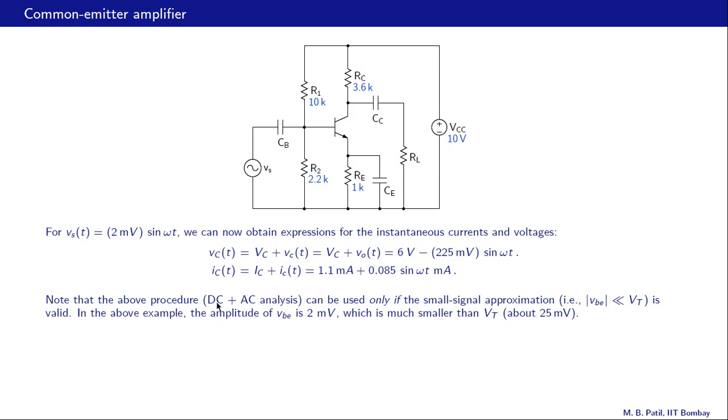Let us make a few comments now. The procedure that we have followed, that is treating the DC and AC circuits separately and then adding the results, can be used only if the small signal approximation is valid. That is, the magnitude of VBE should be small compared to VT. In our example, if you recall the last slide, the amplitude of VBE was the same as the amplitude of Vs, and that was surely much smaller than VT, and therefore the results we have obtained here are valid.